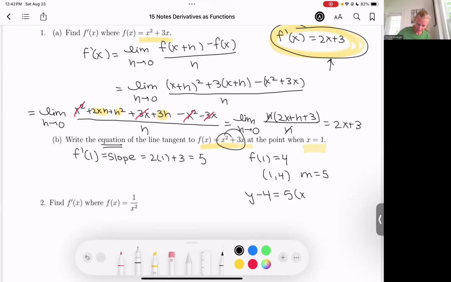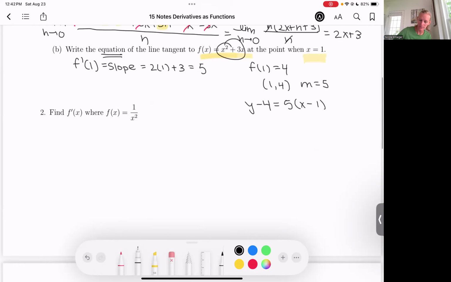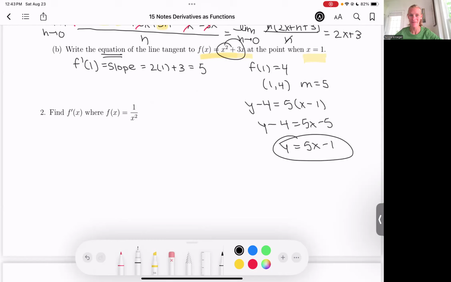is 5 times x minus 1. We could rearrange that. So y minus 4 is 5x minus 5. Add 4 to both sides, so 5x minus 1. Okay, you guys can look at the graph and make sure that indeed looks tangent to that parabola x squared plus 3x. Okay. I would suggest that you try this next example before you watch me do it.